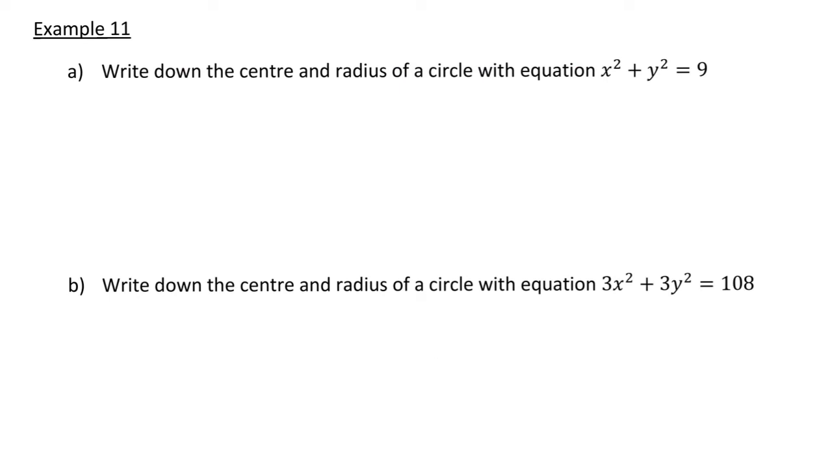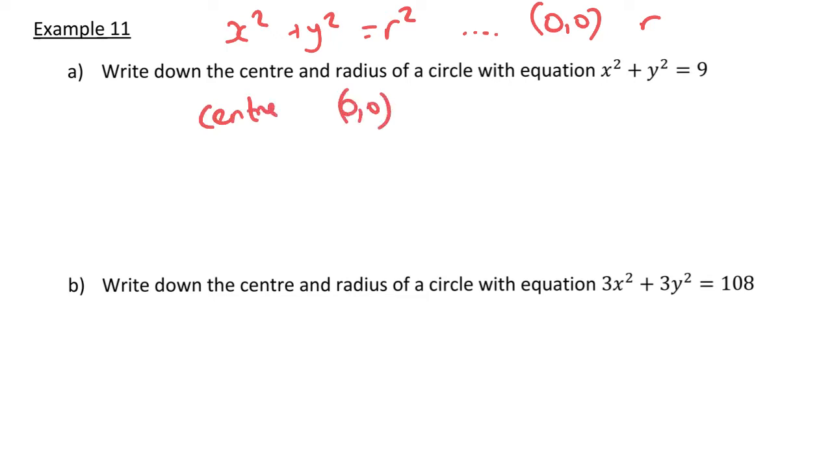So example 11, write down the centre and radius of a circle with the equation x squared plus y squared equals 9. So what we know is that anything of the form x squared plus y squared equals r squared has a centre of 0, 0 and a radius of r. So this equation is of that form, so that means the centre is 0, 0 and the radius is going to be the square root of 9. Now how I'm getting that is that r squared must equal 9. So then r is going to be the square root of 9, so r is equal to 3.